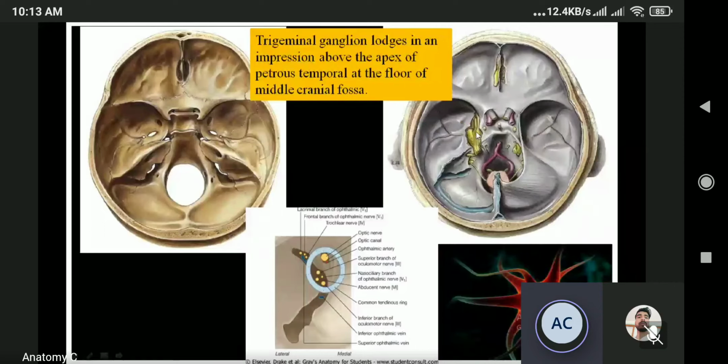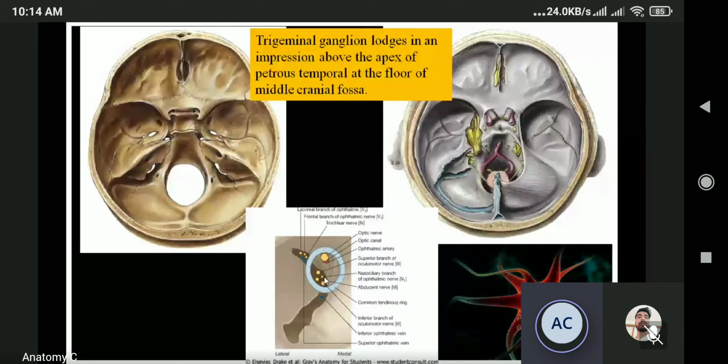So from the ventral side, from the anterior part of the trigeminal ganglia, we have V1, V2, and V3. First, let's stress V1. The V1 is the ophthalmic nerve. The ophthalmic nerve has further branches: the lacrimal, frontal, and nasociliary. That means the ophthalmic nerve will be divided into three branches: lacrimal, frontal, and nasociliary. Those branches will come out from the supraorbital fissure and enter into the orbit.